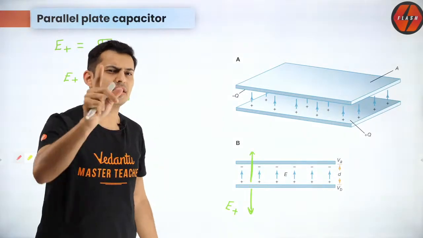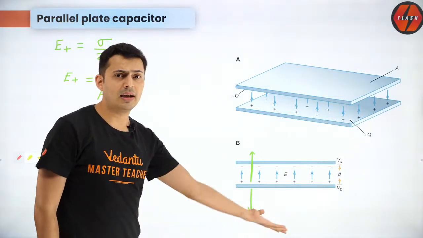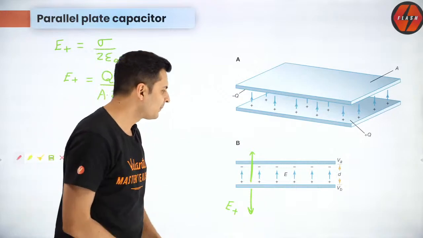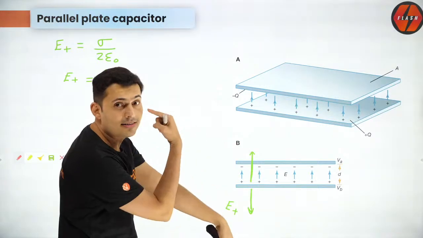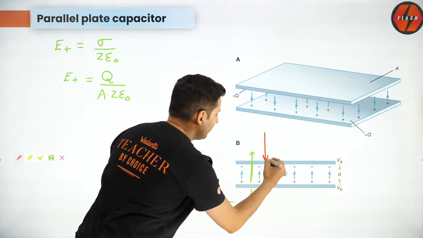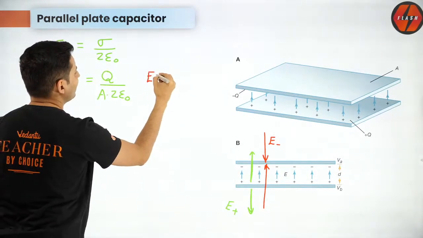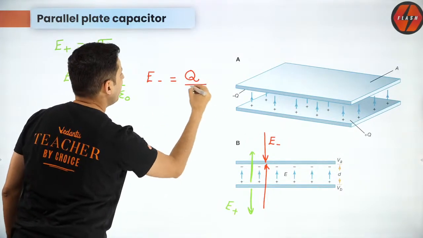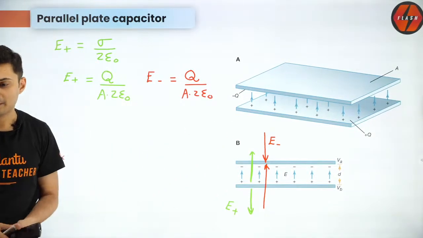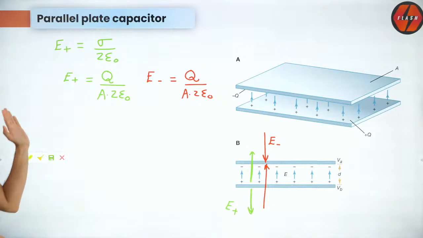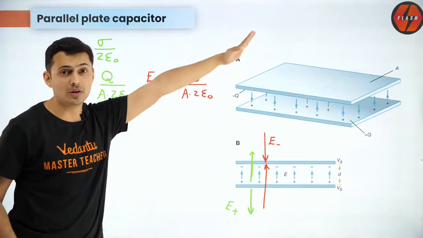I know you might be thinking, sir, just now you told outside the capacitor the field is 0. Now what nonsense is this? Why have you shown field? Don't worry, I'm going to explain. Now this negative charge is also going to create a field, but the field will be towards the negative charge. So there will be a field coming like this, E minus, and the value of E minus should also be Q by A into 2 epsilon naught, guys. Everyone clear? Yes, it is constant. It is a uniform field. So it is not dependent on the distance. It's a uniform field because of a plate.